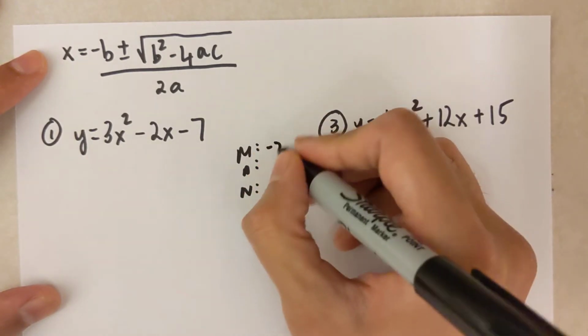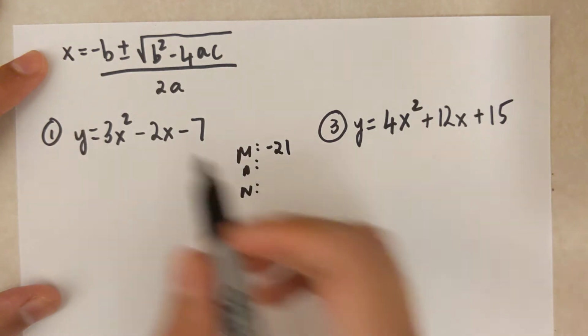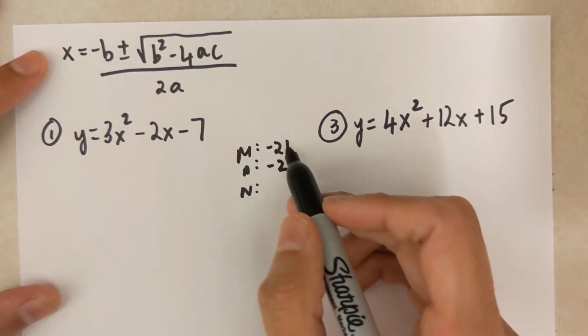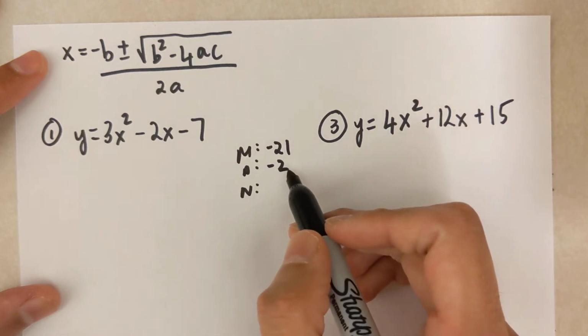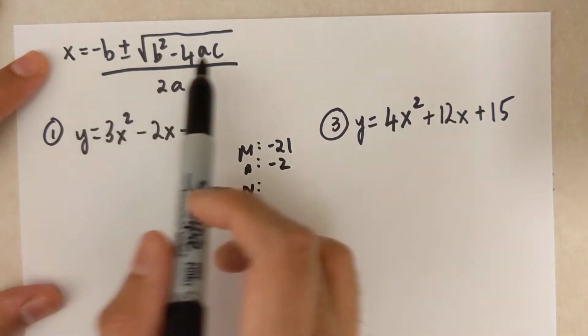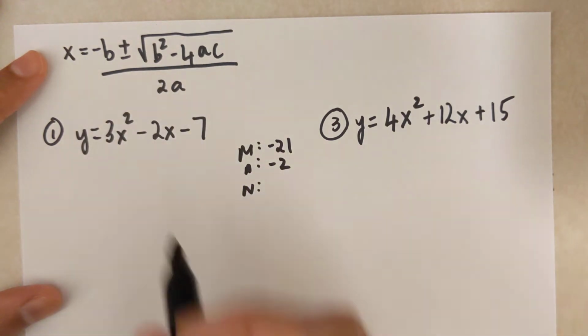So my m is negative 21, 3 times negative 7. My a is negative 2. There's no numbers that multiply to give me this and add to give me this. So man does not work here. That's when you go to the quadratic equation, which I've got up over here.